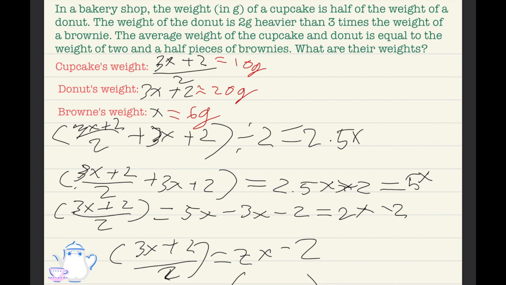So the cupcake's weight is 10 grams. Then the donut's weight is 20 grams. And the brownie's weight is 6 grams. So I'm going to summarize the whole question with the answer in it. In a bakery shop, the weight in grams of a cupcake is half of the weight of a donut. The weight of the donut is 2g heavier than 3 times the weight of a brownie. The average weight of the cupcake and donut is equal to the weight of 2.5 pieces of brownies. The cupcake's weight is 10 grams, the donut's weight is 20 grams, and the brownie's weight is 6 grams.